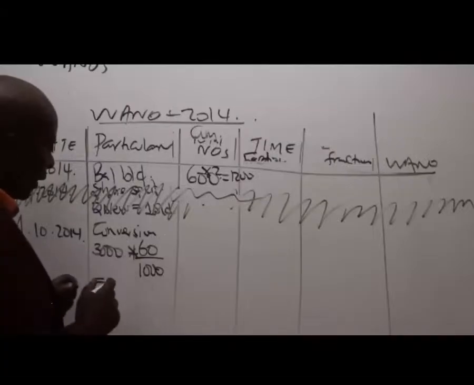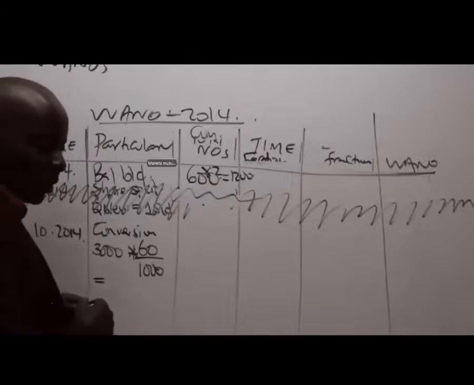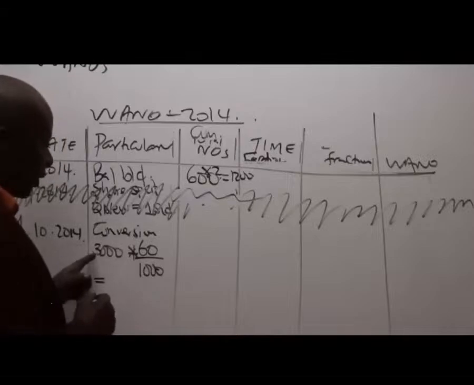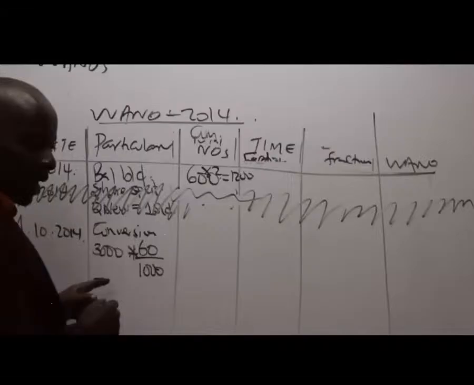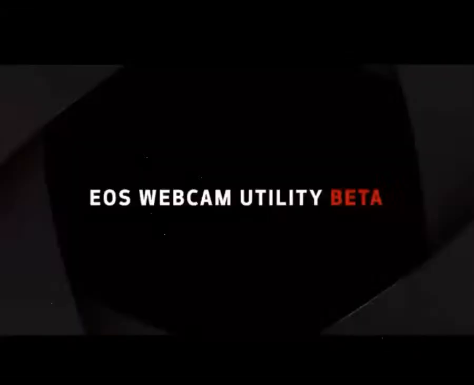3,000 times 60 over 1,000 gives me how much? What, ladies and gentlemen? 3,000 times 60 divided by 1,000. Somebody tells me this should be 180. But remember here, I will come and put a big B.